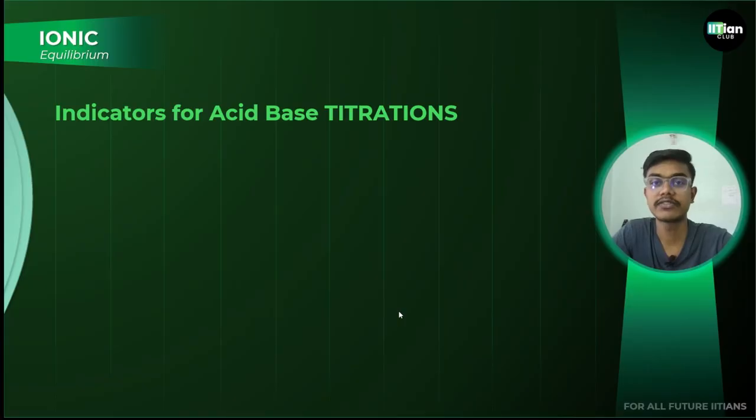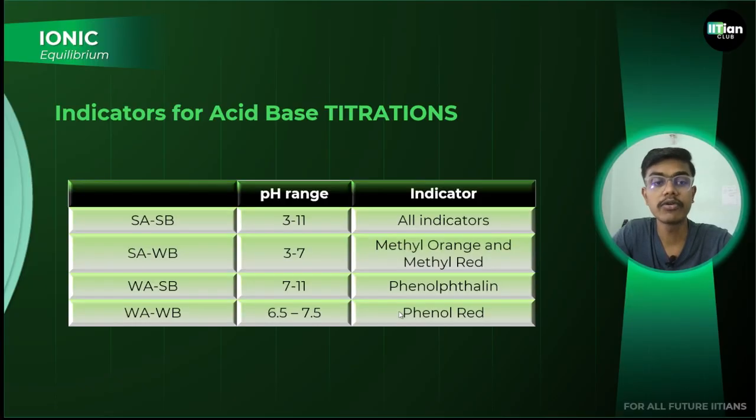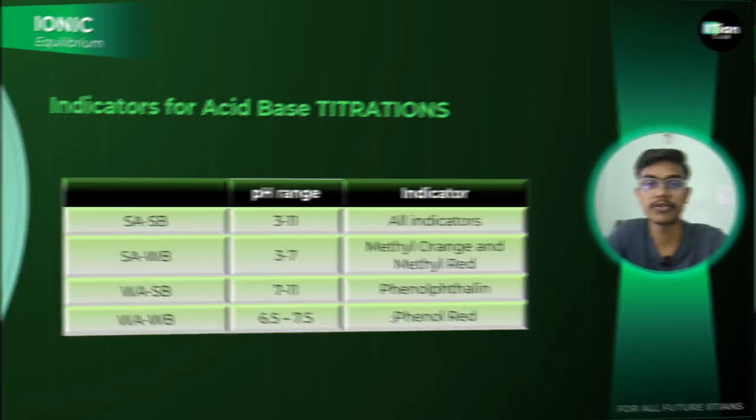Next, we have indicators for acid and base titration. This is a conceptual topic, and if you know all these, which indicator is used for which cases, then you can solve the questions very easily. Please make sure you note this. And with that, we conclude the entire physical chemistry, and I hope it was a great video.